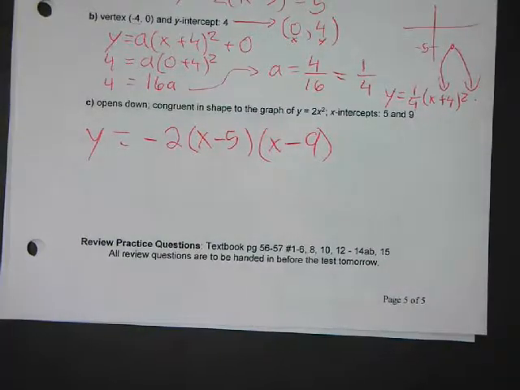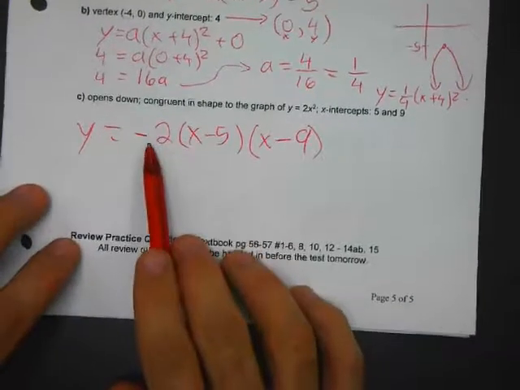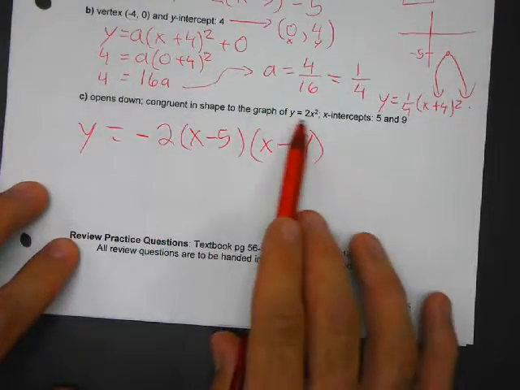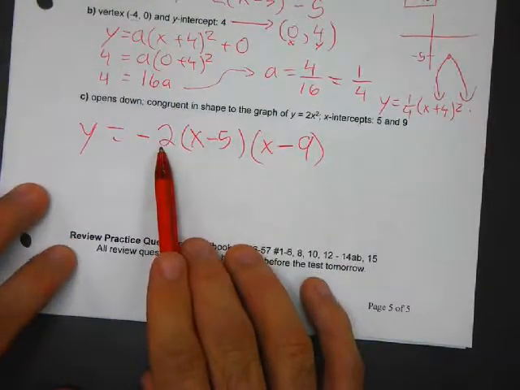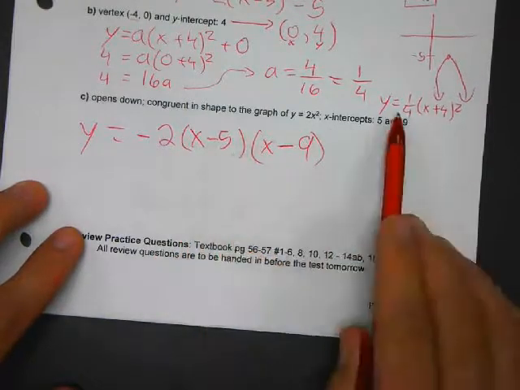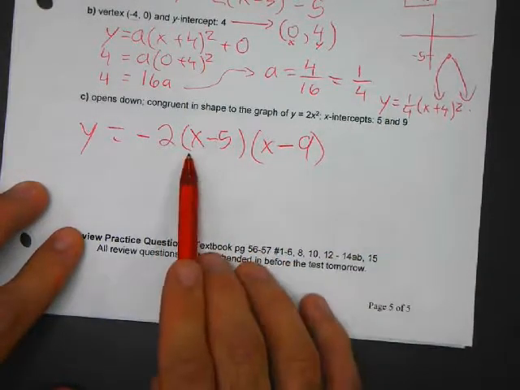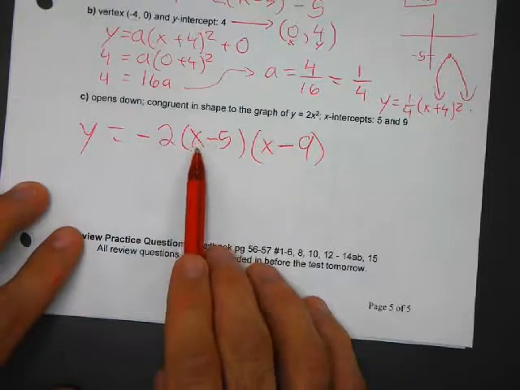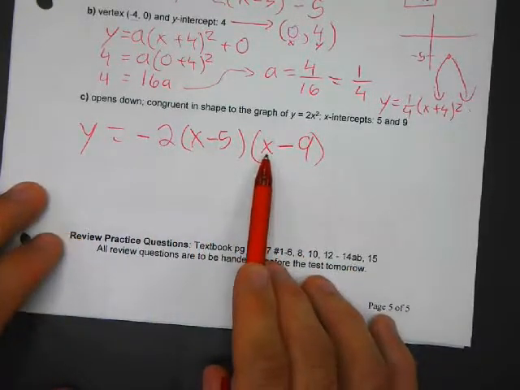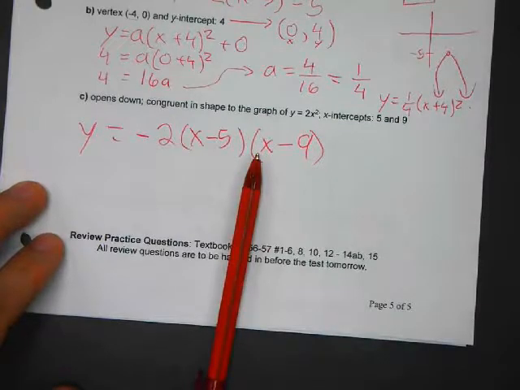And that's it. So this, again, this negative means opening down. Congruent means the same shape as that, so I'm going to put an a value there of that. We got an x minus 5, because when I put that 5 in, I better get 0, because it is one of the zeros, which I do. 5 minus 5, 0, the whole thing's 0. If I put 9 in, 9 minus 9, 0, the whole thing is 0.